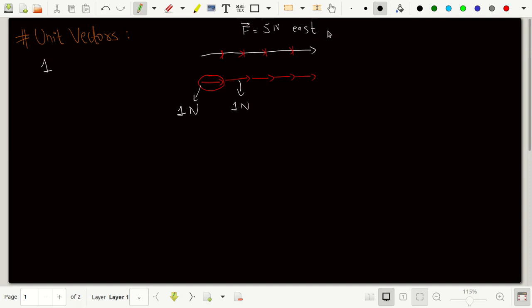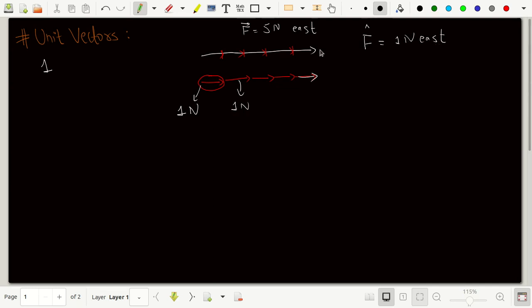Unit vectors are represented in this way: you write the vector's name and put this symbol on top. So this is read as F cap or F hat, and this is nothing but 1 newton, with the direction given. As the name suggests, a unit vector has a magnitude of 1 and it has a direction.